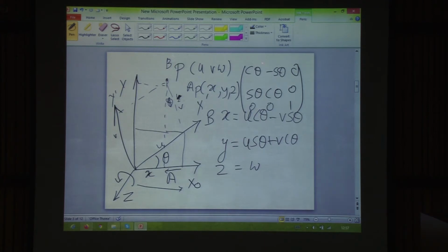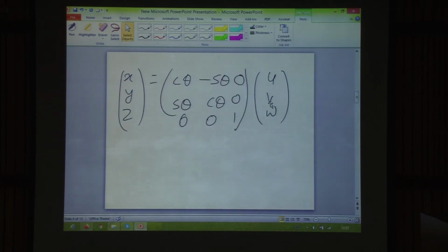So, this is my x axis, y axis of the rotated system. It is rotating about the z, so there is 0, 0, 1 there, because it is rotating about the z axis. So, if I look at the rotation matrix, it is cos, minus sin, sin, cos, 0, 0, 1. The u, v, w is on this side, x, y, z is on this side.